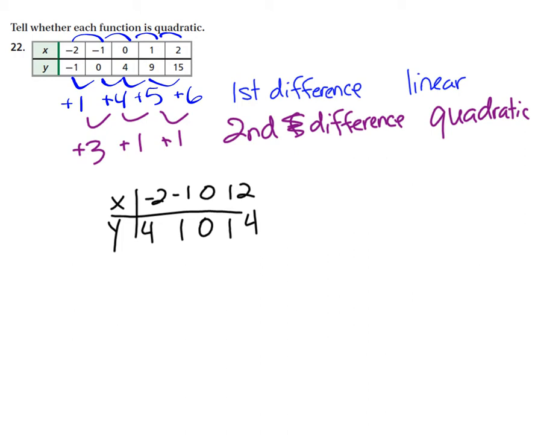Okay, so if we look at our first difference here, to get from 4 to 1 is minus 3. How do we get from 1 to 0?